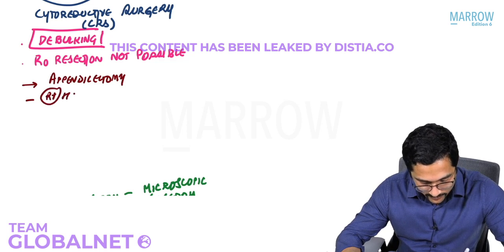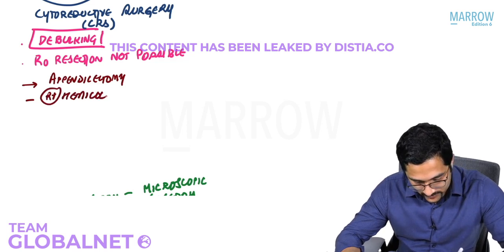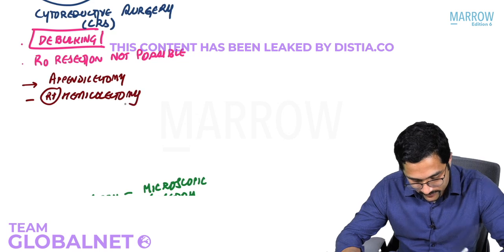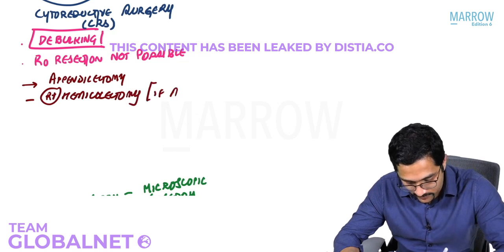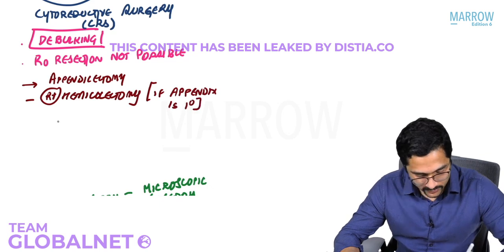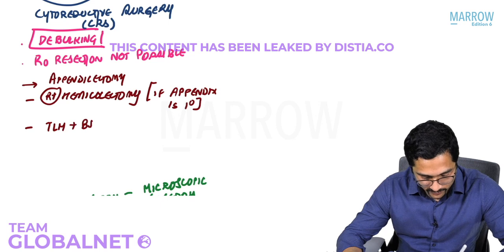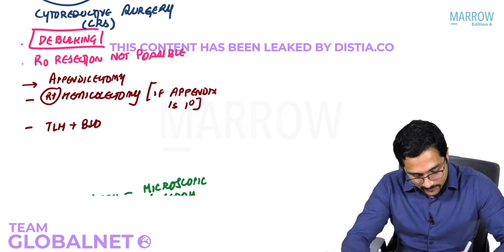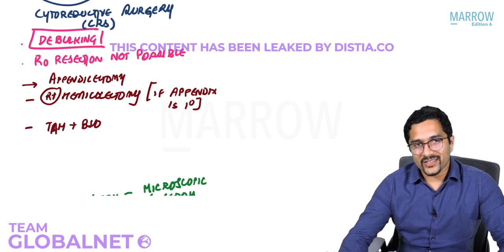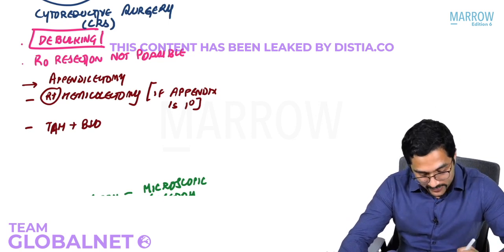Or a right hemicolectomy. If the appendix is the primary, then we do a TLH plus BSO. If it's a female patient, a total abdominal hysterectomy plus bilateral salpingo-oophorectomy is carried out.